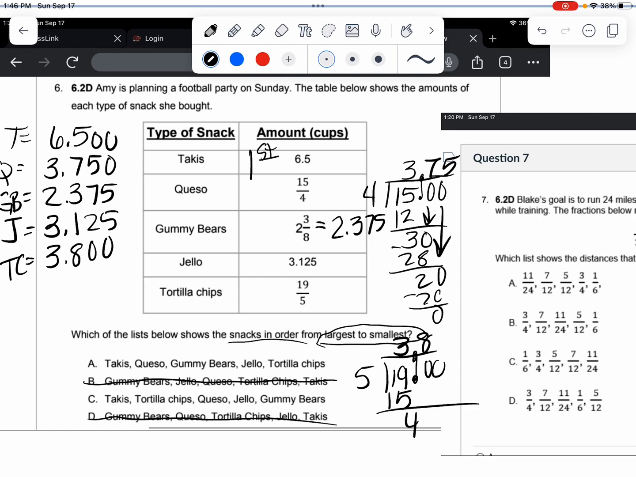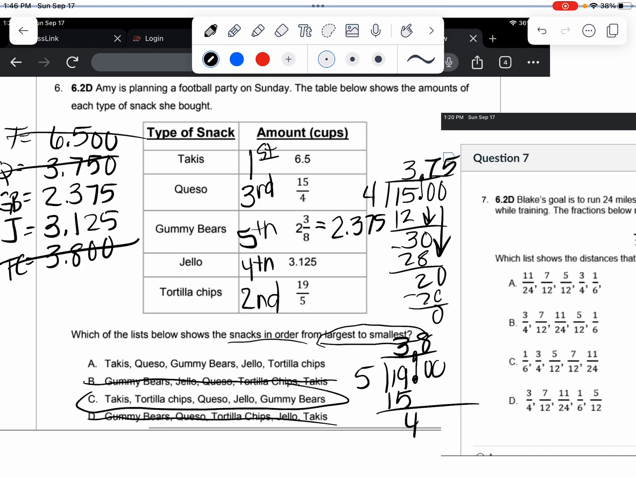And then we are going to have tortilla chips. So the next would be tortilla chips. This would be the second. Okay. And then next comes queso. And then after queso would be the Jell-O. And then last but not least would be the gummy bears. So our answer would be C.